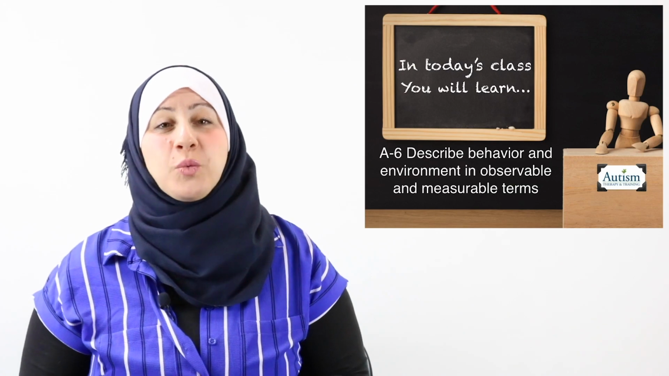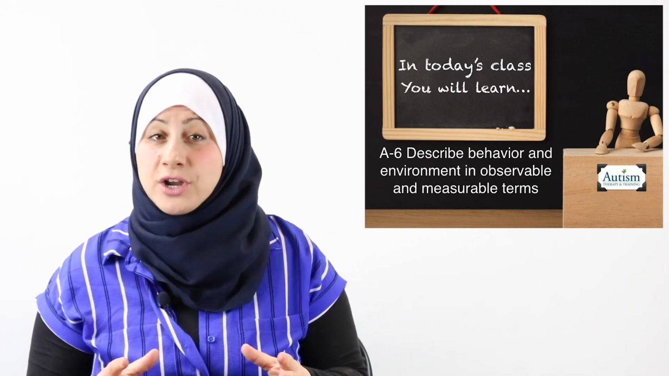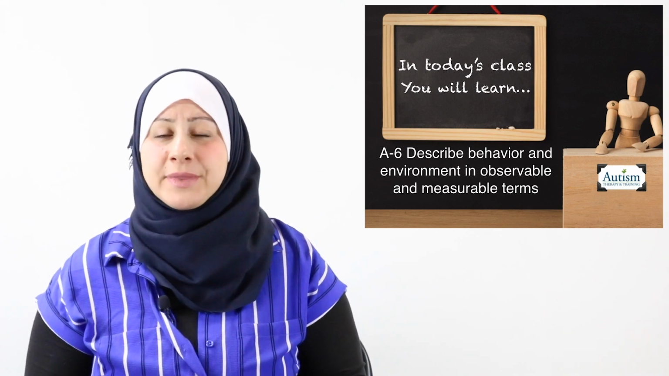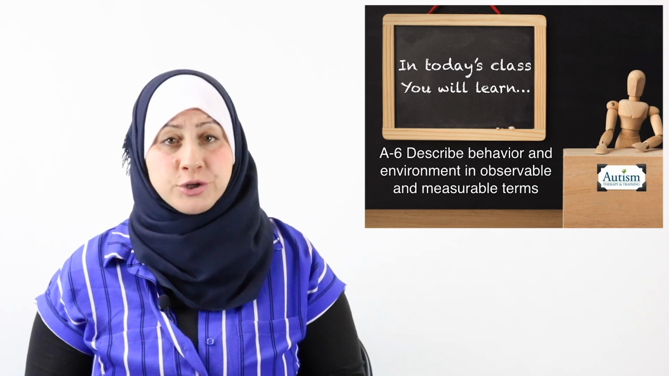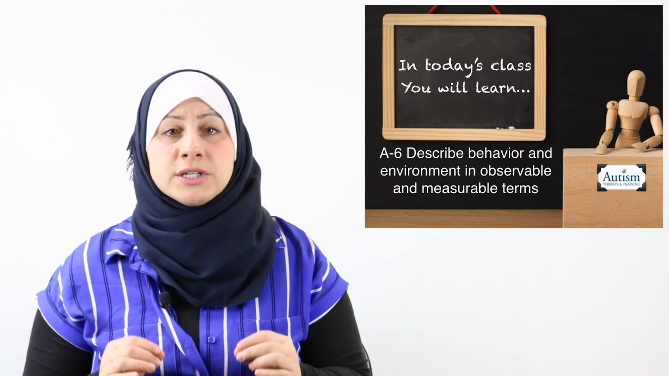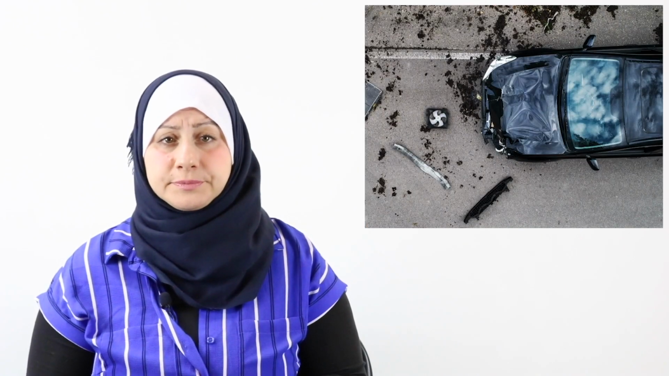Hello everyone and welcome back. Today is an important topic, one that we cannot and should not ever skip over when talking and learning about ABA. That is describing behavior and environment in observable and measurable terms. When talking about behavior and environment, we need to talk about it in a way that others could identify what we described if they saw it.